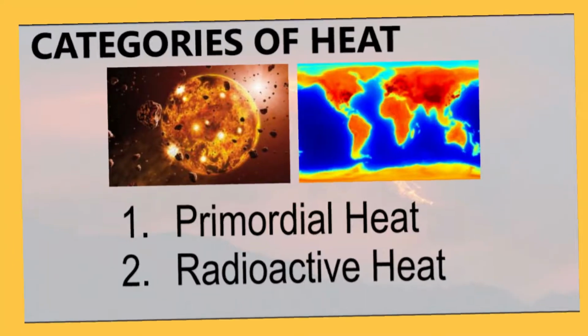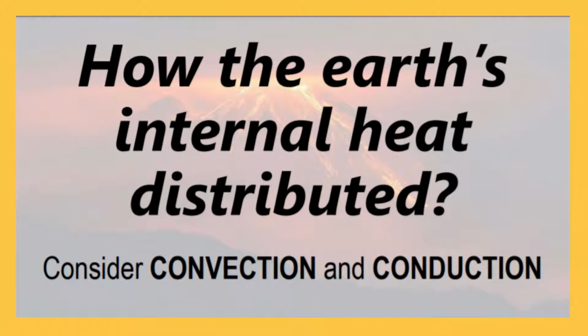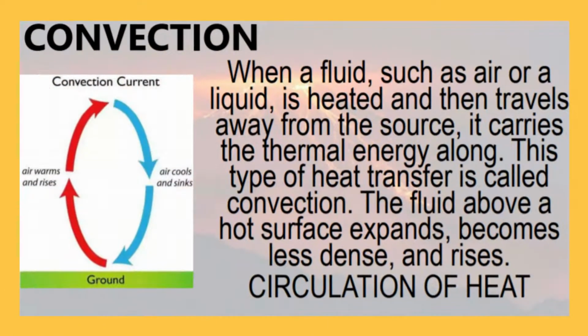The question is how the Earth's internal heat is being distributed. In order for us to answer it, we need to consider convection and conduction. This concept is not new to you. When we say convection, it is when a fluid such as air or liquid is heated and then travels away from the source. It carries along with it the thermal heat energy, and with that, heat is being transferred. This is called convection, as being shown in the picture.